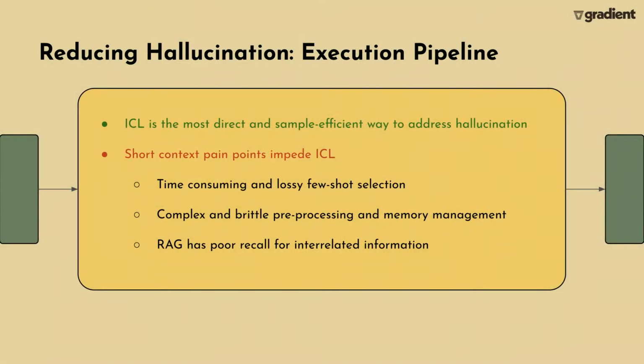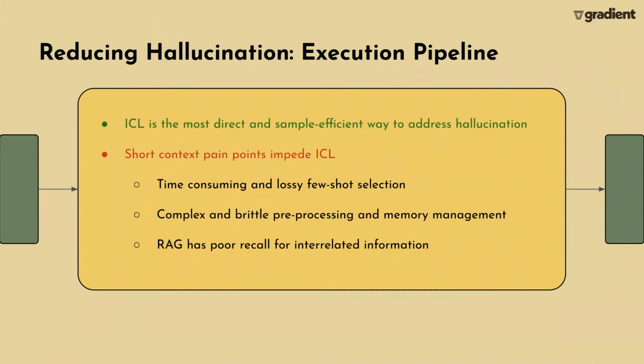And while alignment or continued training of the model can alleviate hallucinations, at Gradient, we find that actually in-context learning, so working directly on the prompt during the execution pipeline, is the most direct and sample-efficient way to reduce hallucinations, right? Because what you can do is you can put in a relatively small amount of information directly into the prompt, kind of at inference time, and sort of plaster over or band-aid over issues with the model's training data. And so that's great. In-context learning works really well.